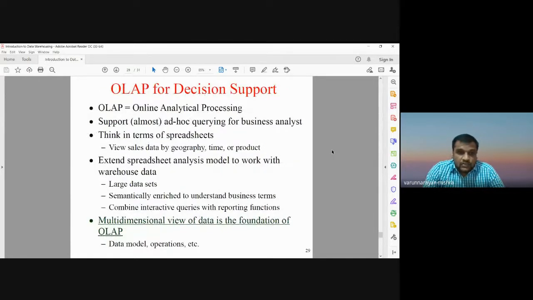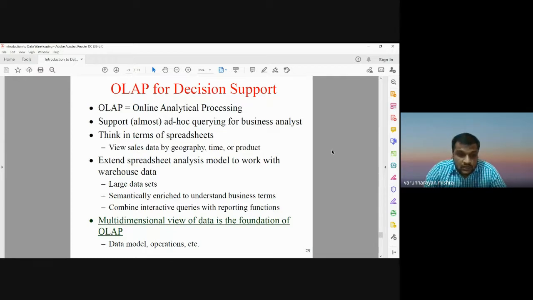So how are we going to use OLAP for decision support? OLAP is online analytical processing. It can be used for developing the decision support system. It supports almost all kinds of ad hoc querying for business analysts. It thinks in terms of spreadsheets. The data sets are stored in terms of spreadsheets that have rows and columns. It is used for viewing the sales data by geography, time, or product. It also extends the spreadsheet analysis model to work with the warehouse data.